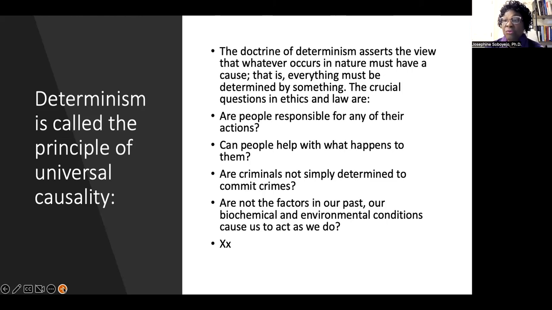Get an answer ready for yourself, and that will aid you when I continue the different teachings on free will or determinism in the next coming Tuesdays. Can people help what happens to them? Are criminals not simply determined to commit crimes? Are not the factors in our past, our biochemical or environmental condition, the cause of why we act as we do? My dear listeners, subscribers, and viewers, what are your answers to these basic four critical questions in determinism?